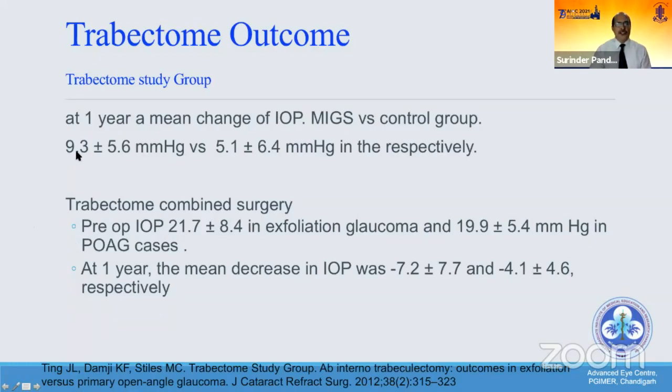So if you look at the outcome of the Trabectome, we don't have a lot of literature, but still a good amount of data is now available. This is from the Trabectome study group. You can see that after about 1 year, it can still give you good IOP control, almost 9.3 millimeters of IOP lowering from the baseline. And when combined with cataract surgery, it still has good IOP lowering in POAG as well as pseudoexfoliation glaucoma patients.